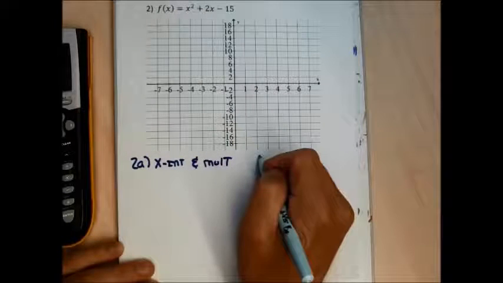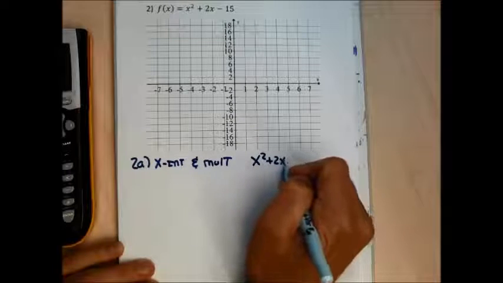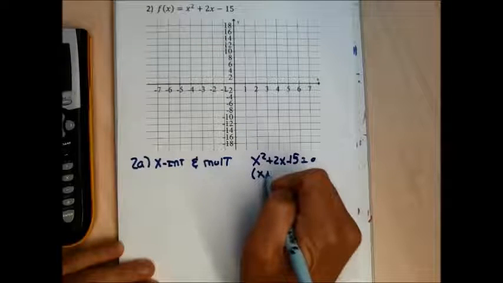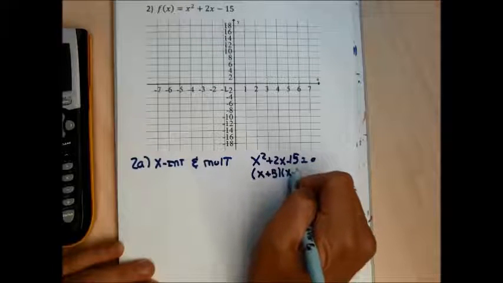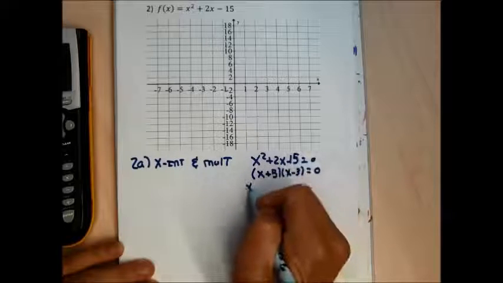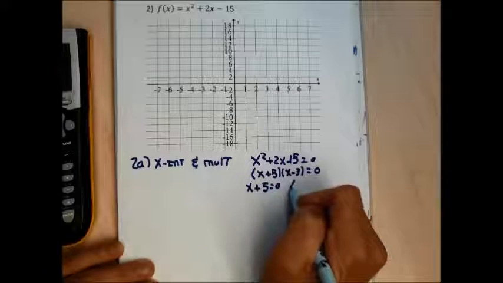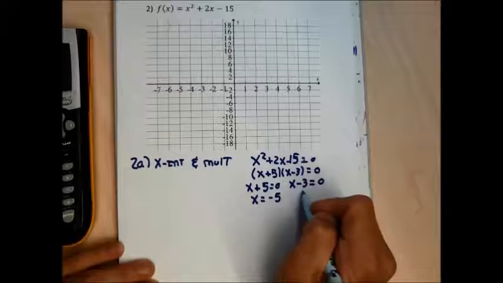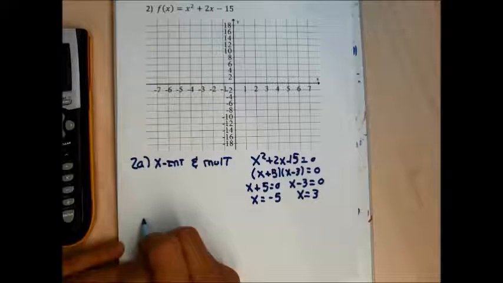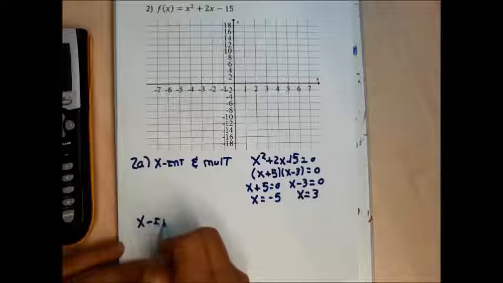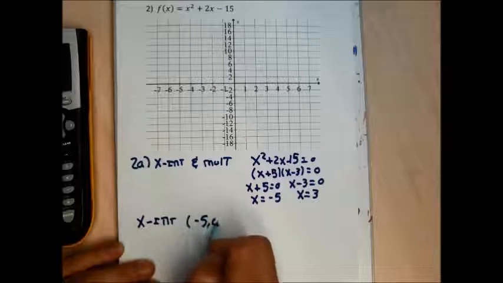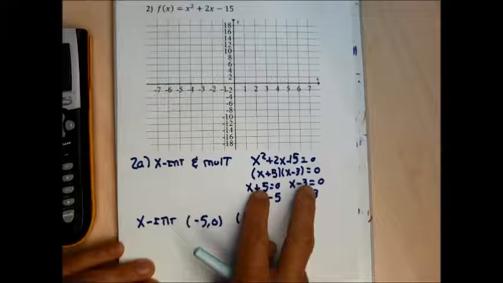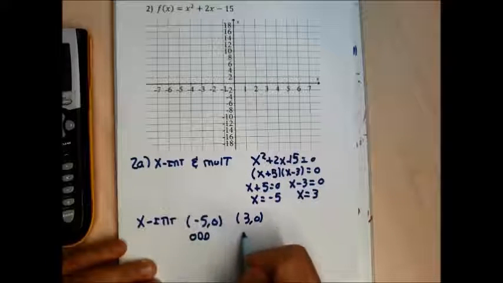To find the x-intercept, you just take the function, in this case x squared plus 2x minus 15, and set it equal to 0. I'm going to do that by factoring. I'm going to go (x plus 5)(x minus 3) equal to 0. I'll get x plus 5 equal to 0 and x minus 3 equal to 0. The x part of my x-intercepts are x equal to negative 5 and x equal to 3. So part of the answer for 2a, my x-intercepts are going to be the points (negative 5, 0) and (positive 3, 0). Each one of these came from a factor that only had one factor. One is an odd number, so both of these have odd multiplicity.